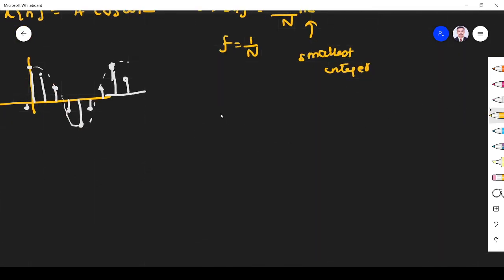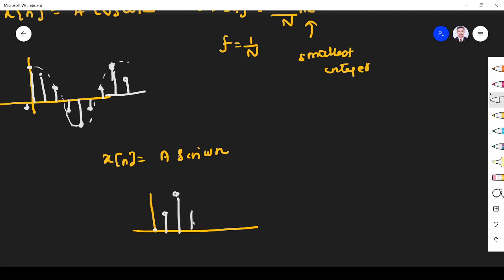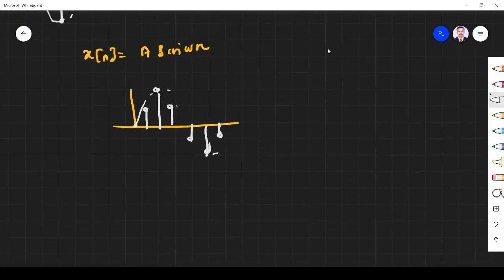Similarly, we can draw x of n is equal to a sine omega n. All the parameters are the same. How can we draw the sine wave? We know how to draw it. Initially it is 0, then we can go for this one, then it is again coming down. This is what we know as the sine wave. It is following the same track. So this is the sine wave in the discrete domain.